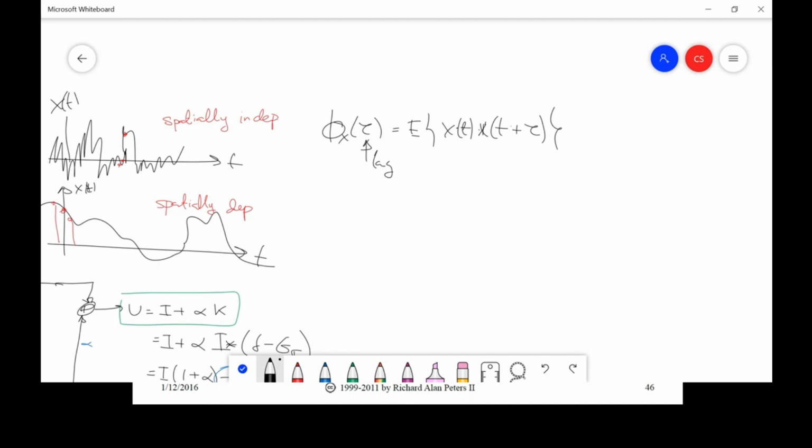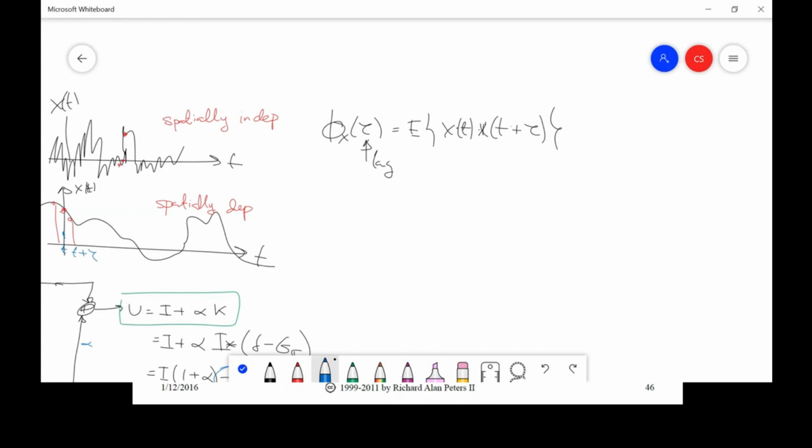Okay, in the first case, what does it mean? It means that if you take a point, this is your point t. This is your point t plus tau. So if you take this point, what is the expected value of this one? Do you know anything of it? That is what this expectation means. Do you know anything of it?